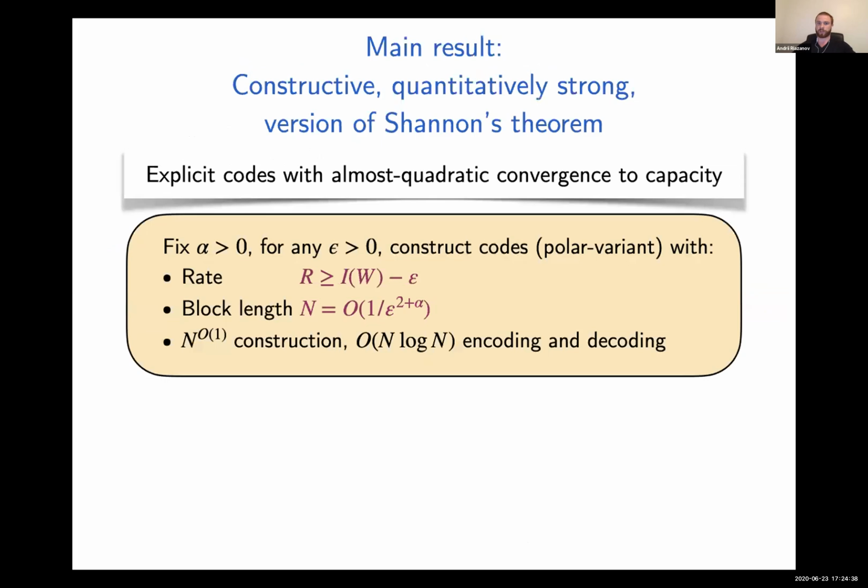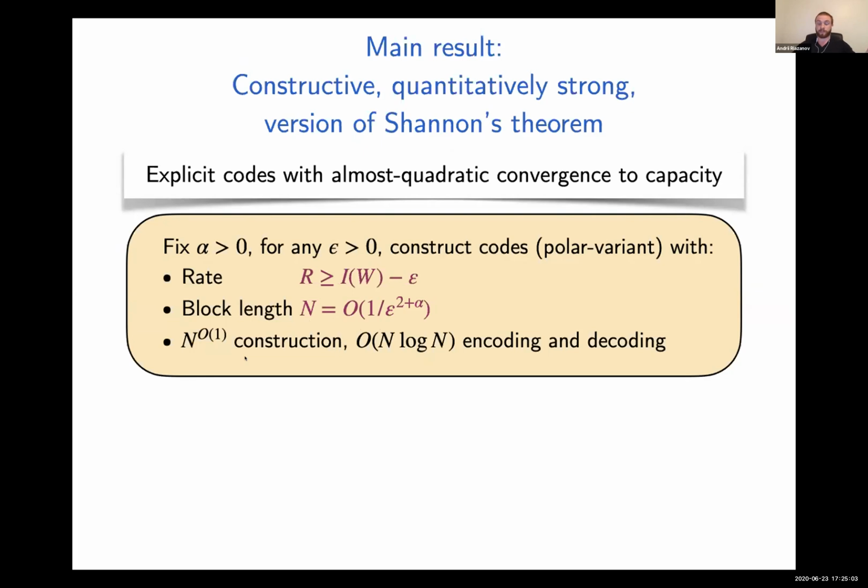So we prove a constructive, quantitatively strong version of Shannon's theorem. So we construct codes which have rates epsilon close to capacity, for which the block length scales almost optimally. So block length is almost quadratic in 1 over epsilon. And moreover, for these codes, we have very fast encoding and decoding procedures. And the construction for these codes is polynomial time.